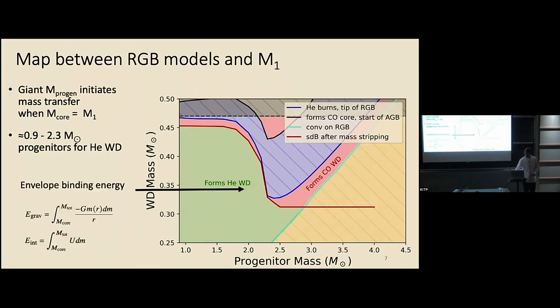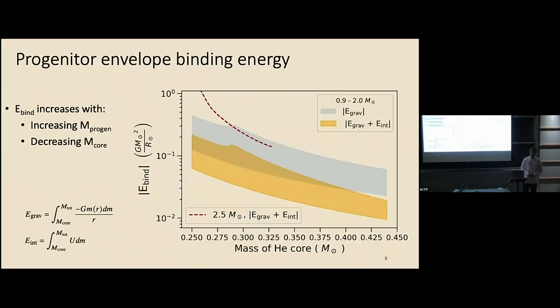The term that's even more important is the binding energy. So same sort of deal for a given model. We can integrate over the envelope from core mass to total mass for both gravitational and internal energies, where the integrals are shown here. Staying on the topic of this binding energy, it will depend both on core mass and the total mass of the progenitor.